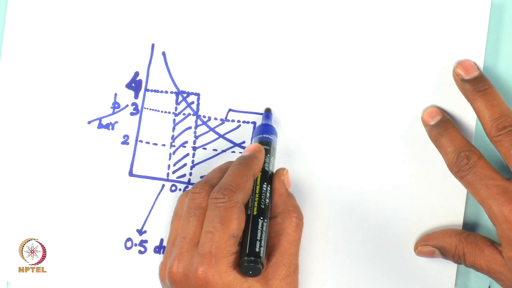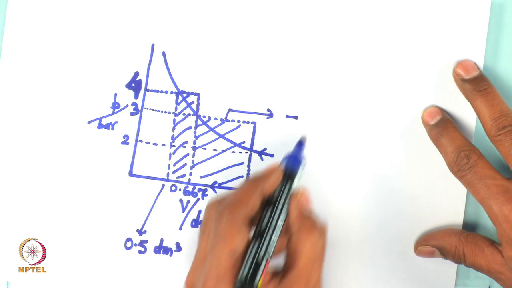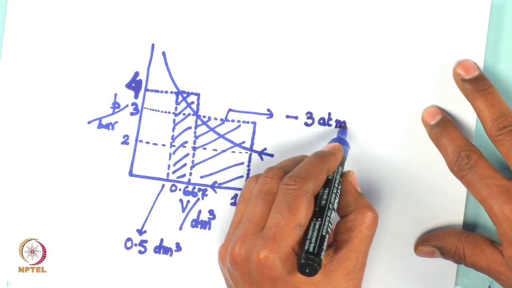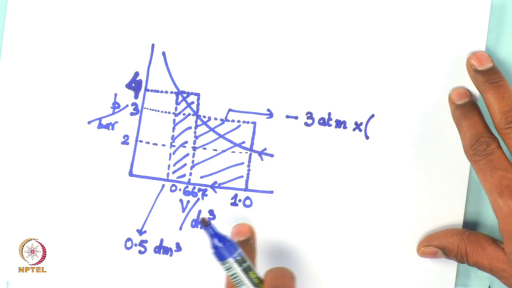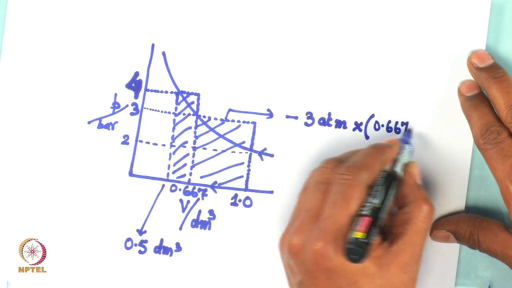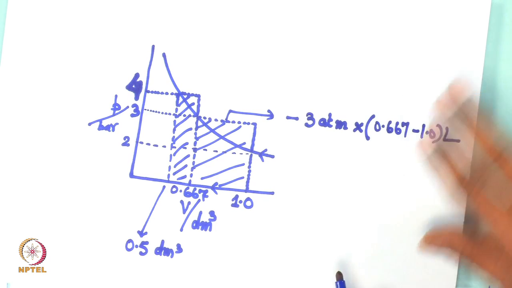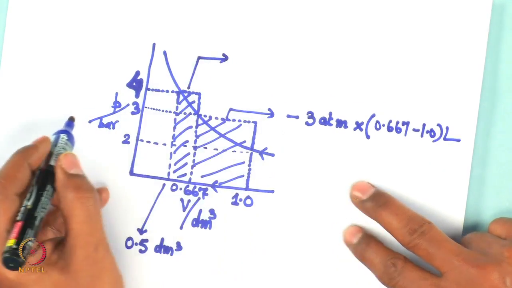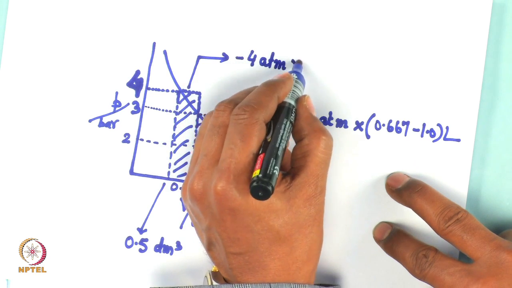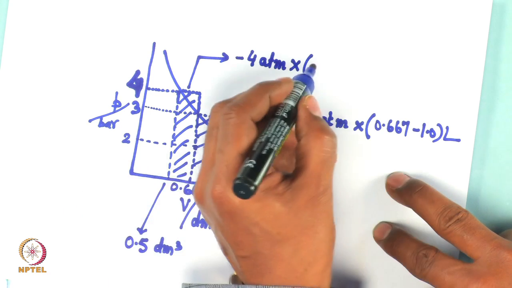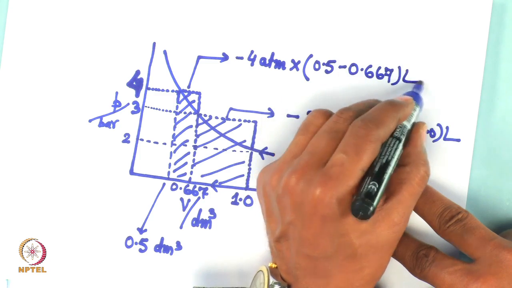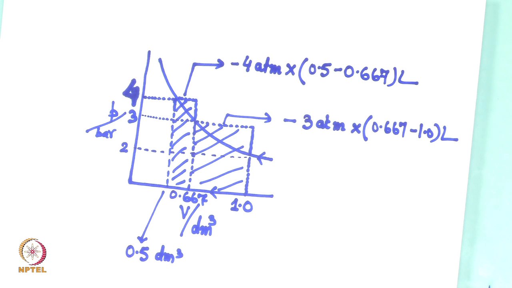So, for this step, the value will be minus P external, which is 3 atmosphere, into 0.667 minus 1.0 liter, and this one is going to be minus 4 atmosphere into 0.5 minus 0.667 liter, and the total work done will be the addition of both.